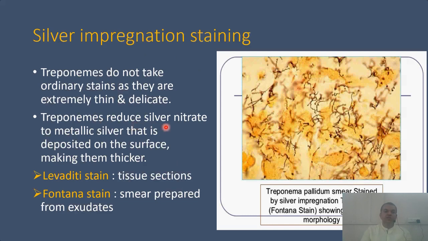What happens? The treponemes reduce the silver nitrate. Silver nitrate is added while staining, and it is reduced by the treponemes into metallic silver, which is deposited on the surface of Treponema pallidum. Therefore the thickness of the treponema becomes more. They become thick, and then you stain them with either Levaditi stain or Fontana stain.